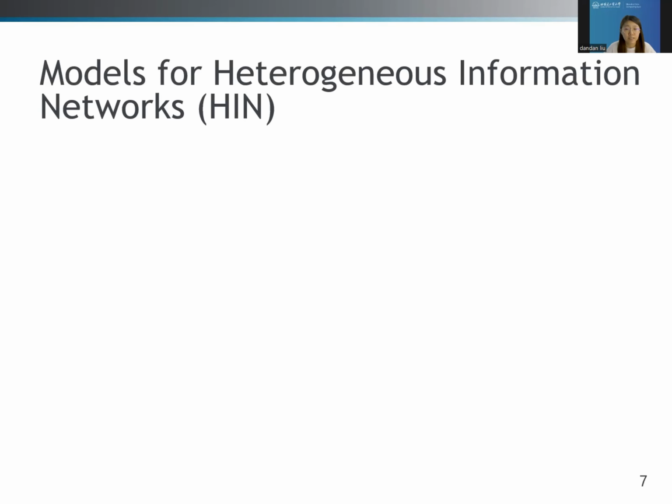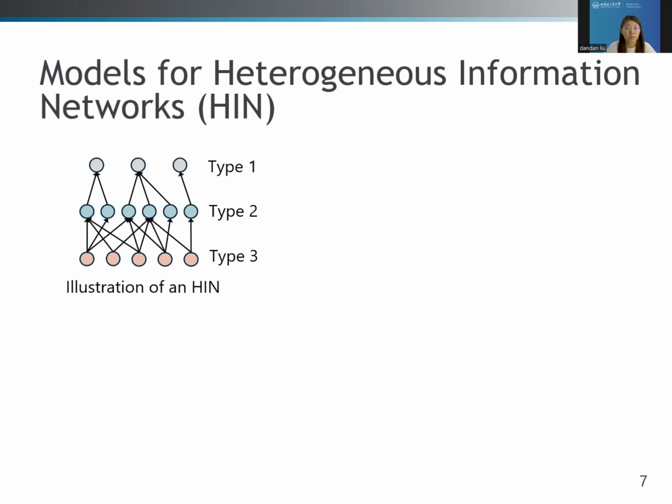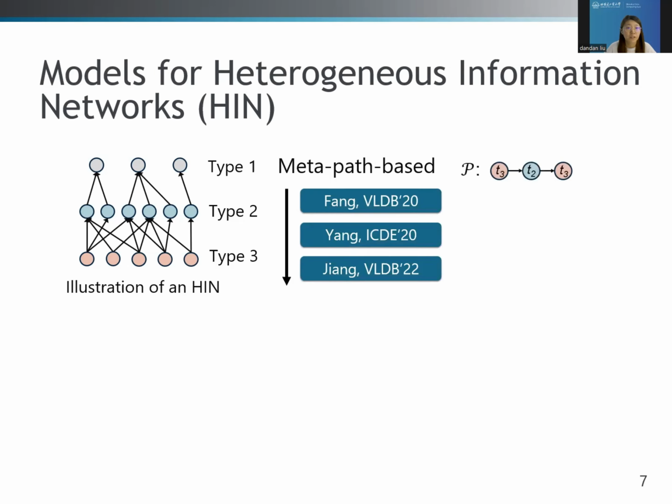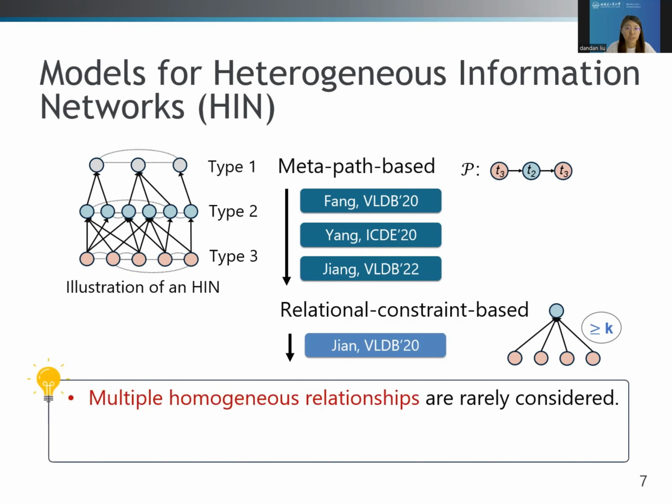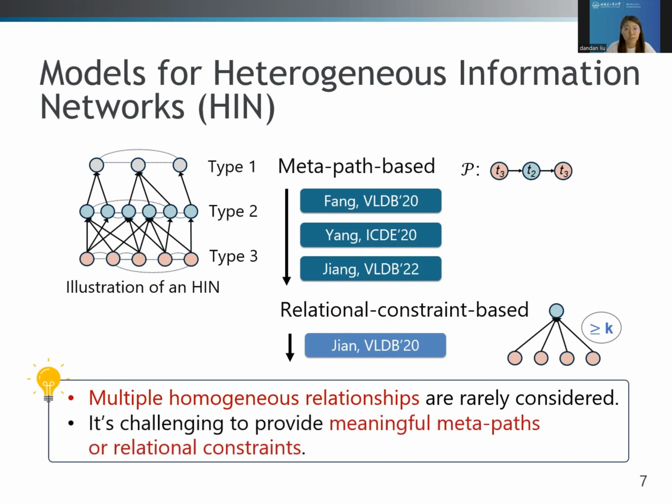Another line of research has explored heterogeneous information networks, which capture relationships between different types of entities. Cohesive subgraph models for such networks typically rely on predefined metapaths or relational constraints. However, they face challenges when dealing with the multiple homogeneous relationships, which are often the most direct and informative. Moreover, providing meaningful constraints can be difficult.